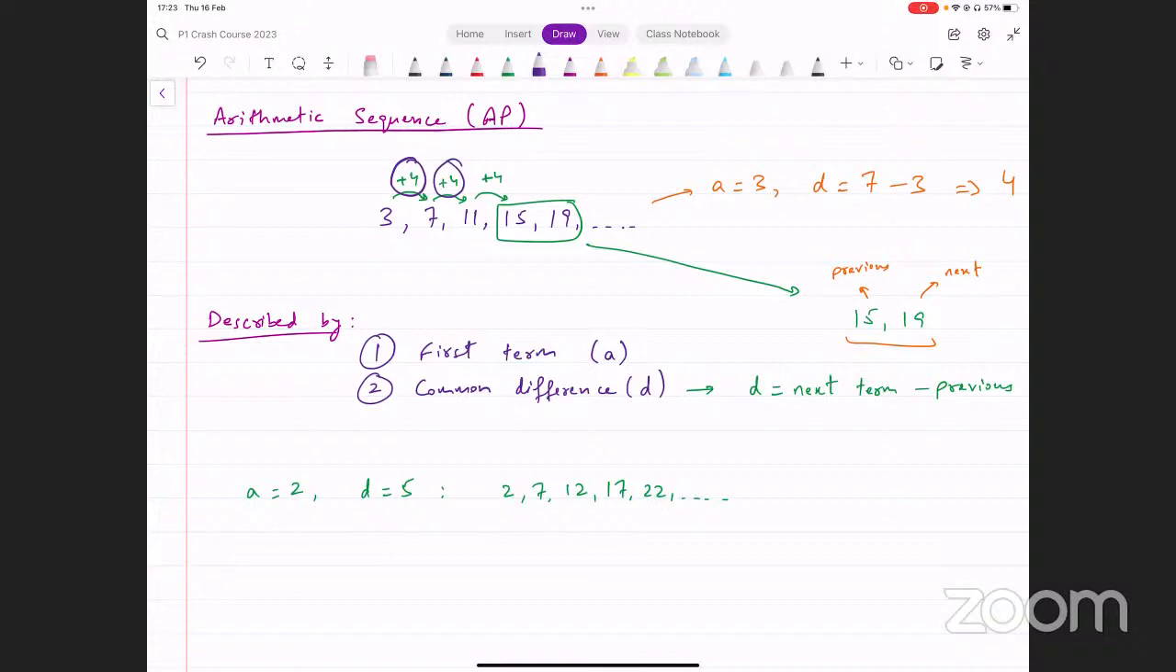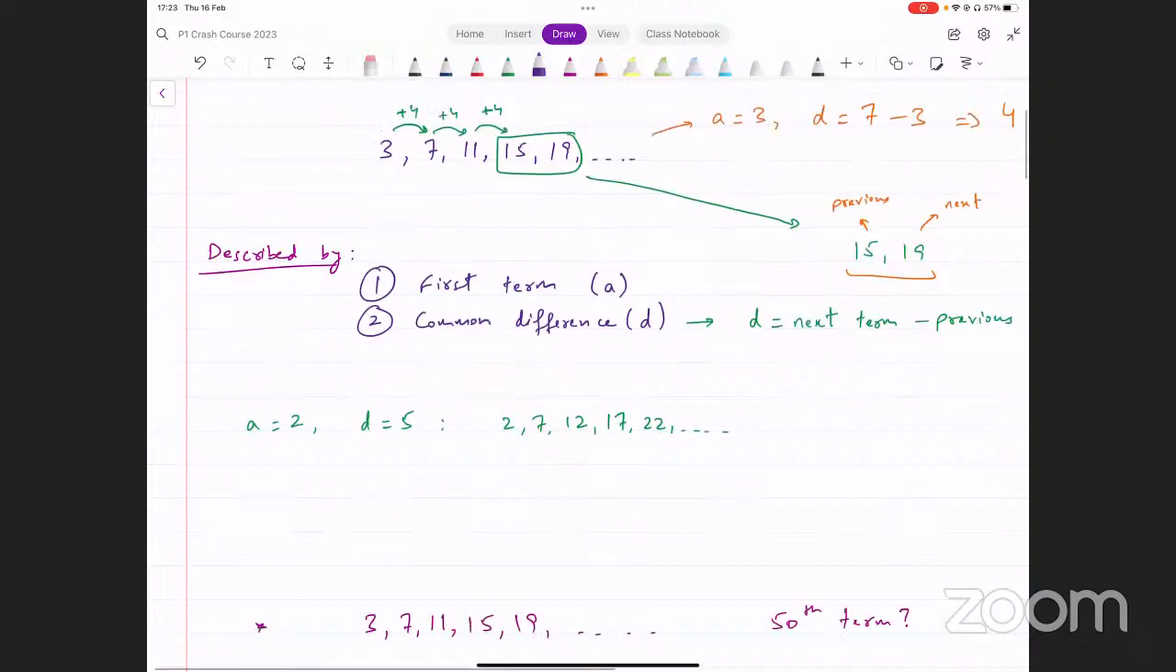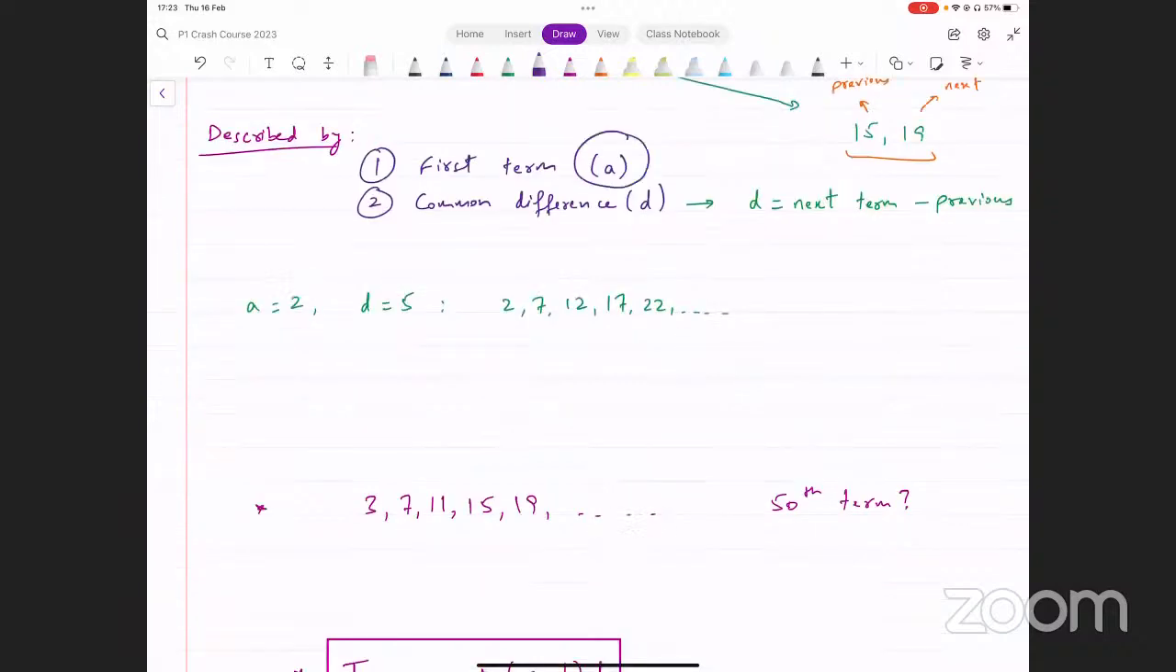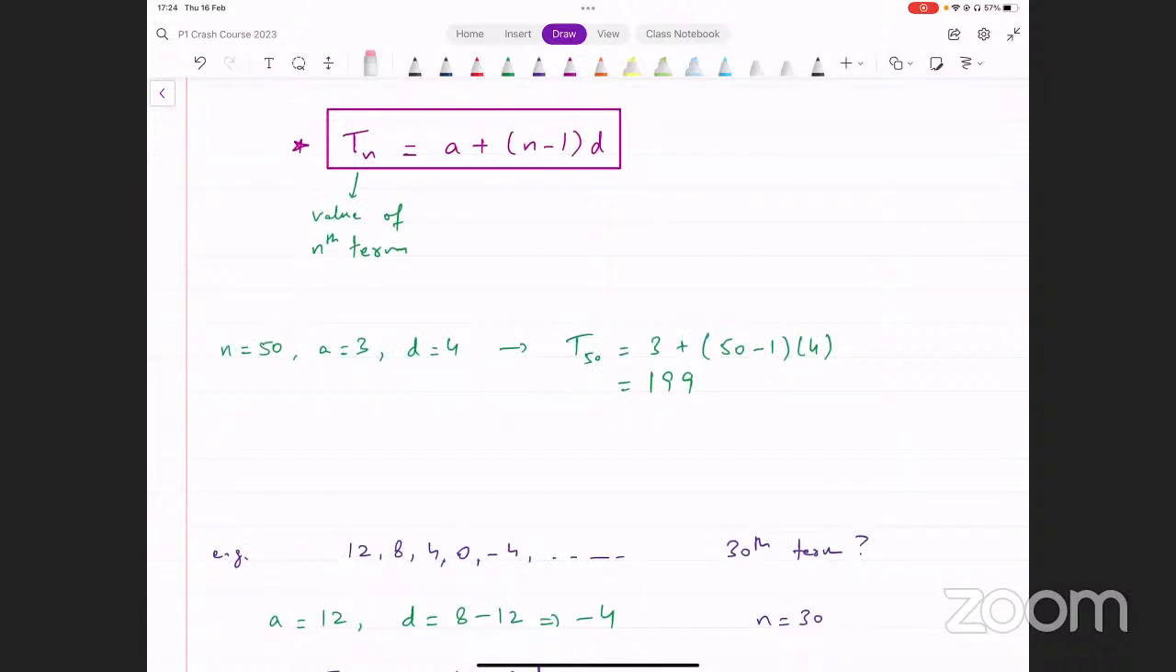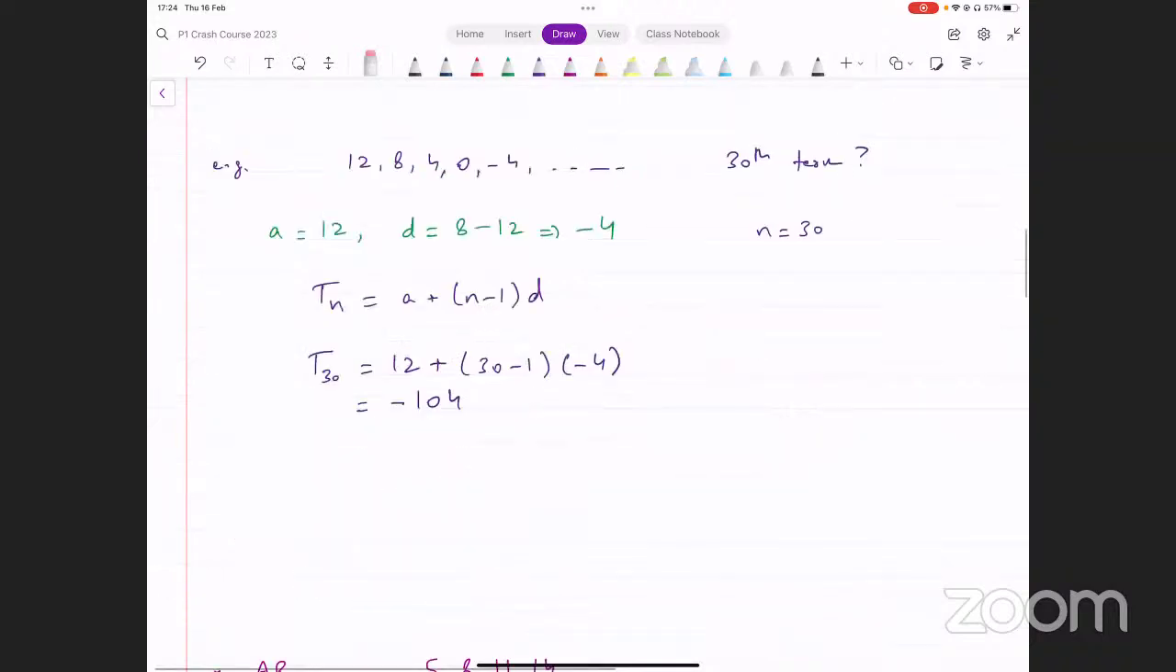Now we need two things to describe an arithmetic sequence. One is the first term and the other is the difference. First term is represented by this letter a and difference is represented by the letter d. Difference is calculated like this, next term minus the previous term. This is what we talked about in the last session. Then we discussed a number of different things about arithmetic sequences. We talked about the term formula, how to find the nth term of an arithmetic sequence. We talked about this. Then we did a couple of examples on how to use that formula.